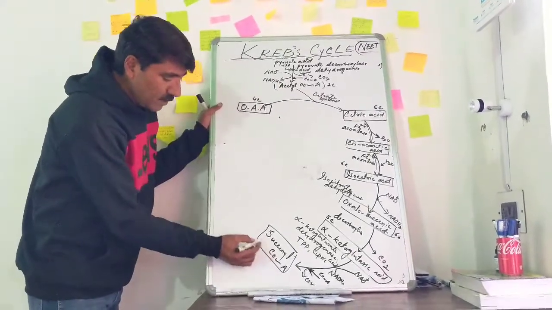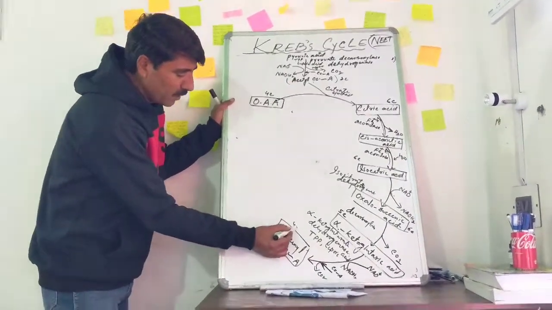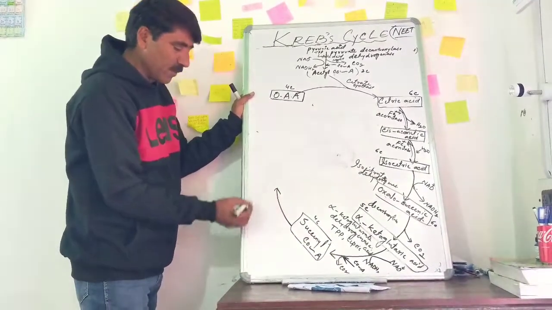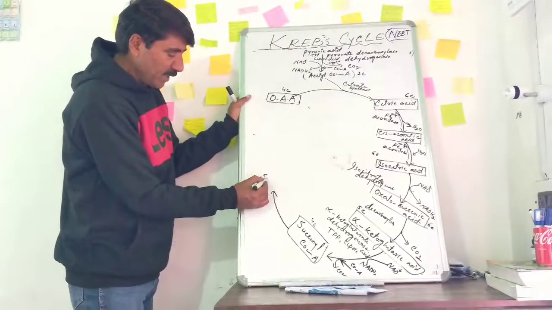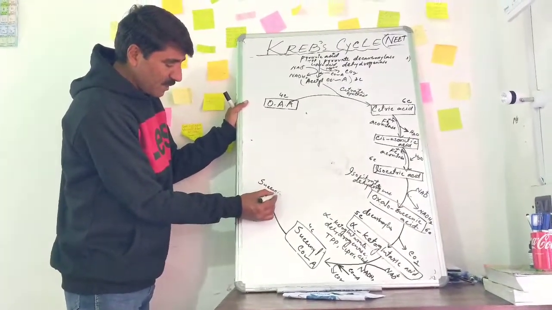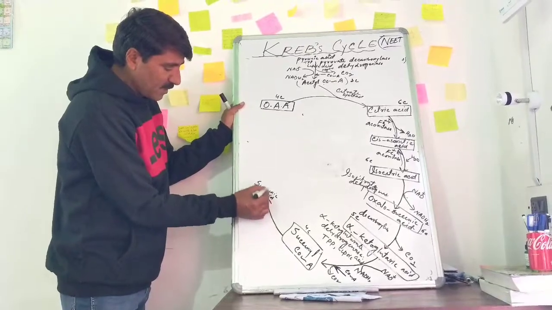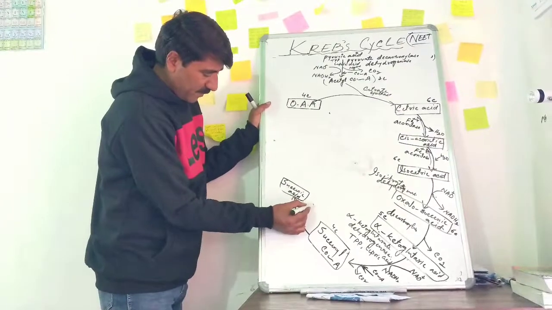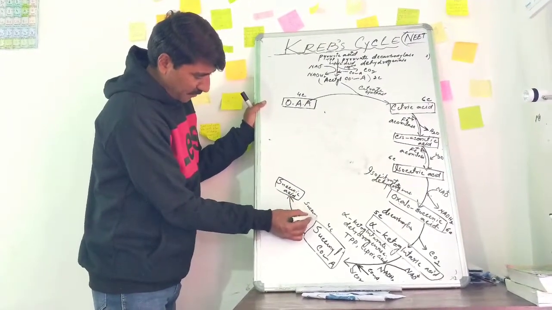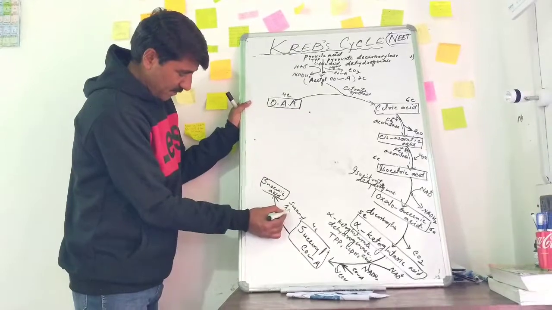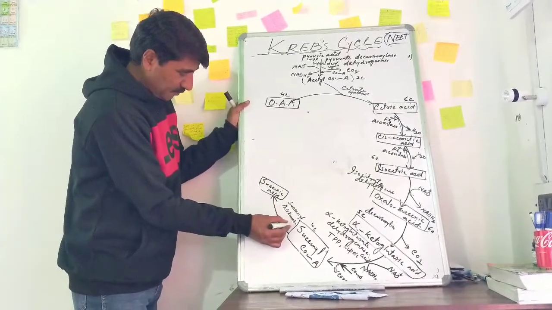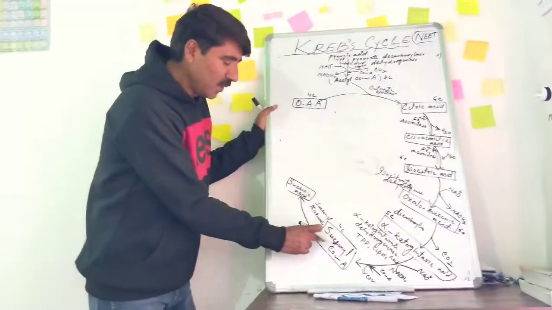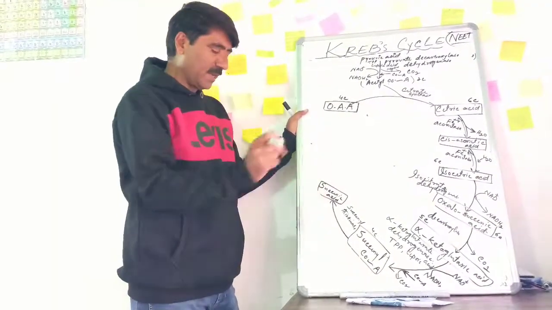Now this succinyl coenzyme A is a 4-carbon compound. The succinyl coenzyme A gets converted into succinic acid, or we can say succinate. This reaction takes place in presence of the enzyme succinyl thiokinase. So the enzyme succinyl thiokinase converts succinyl coenzyme A to succinic acid.